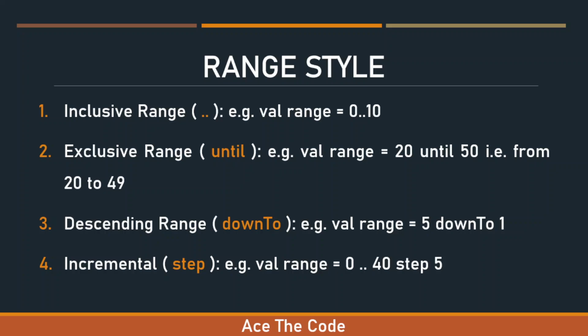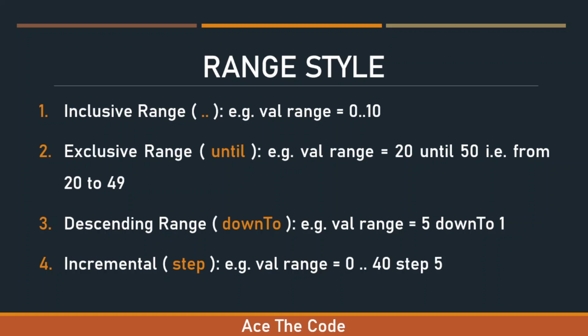While creating ranges, we can also have an increment, that is, a step value. The syntax to use the step function is val range = 0..40 step 5. What does it mean? The first value will be 0, the next value will be 5, then 10, 15, 20, 25, and so forth up to 40. So let's try all these ranges in Android Studio.